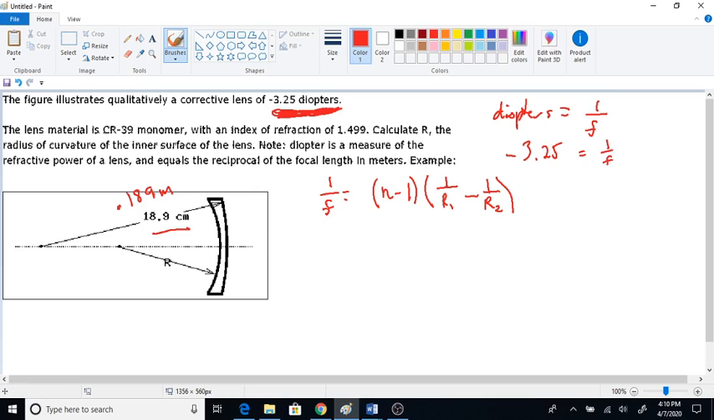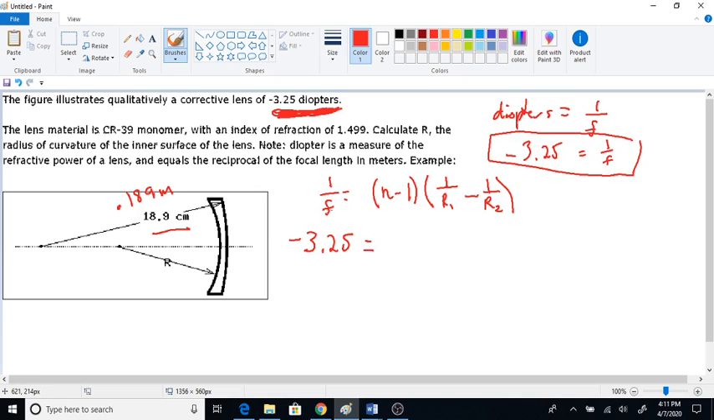So let's first fill in 1 over f. Well, 1 over f is negative 0.325. I think this is where a large part of your problems may come from. F isn't 3.25, 1 over f is. So you just fill the diopters into this. That's actually, I think, why they made this the unit. It's simple, and it goes right in there.